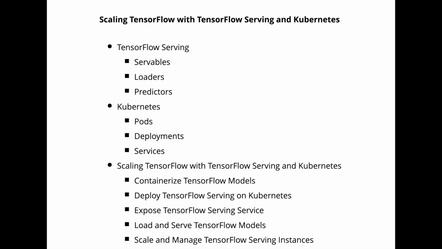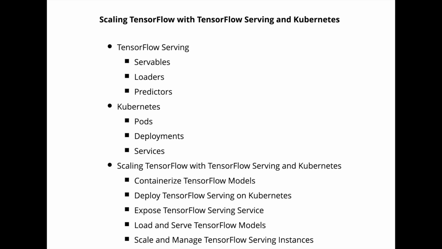Create Kubernetes deployment and service manifests to deploy TensorFlow Serving instances as pods. Specify resource requirements such as CPU and memory limits to ensure efficient resource utilization. Next, expose the TensorFlow Serving service. Expose the TensorFlow Serving service using Kubernetes service objects. Define a service of type load balancer or node port to provide external access to the TensorFlow Serving endpoints.